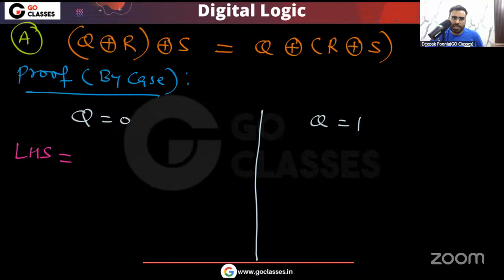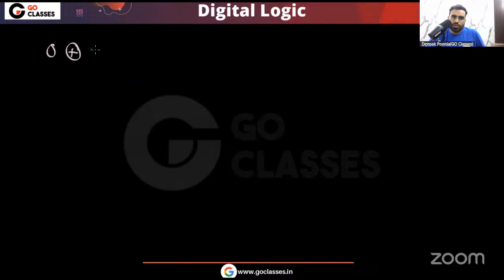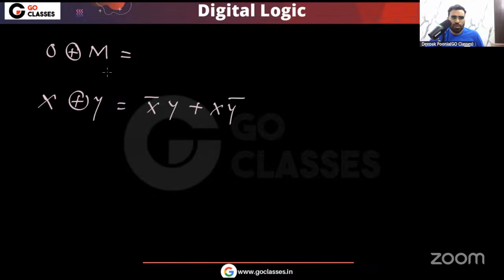Let's see what this LHS will become when Q is 0. First of all, what is 0 XOR M? We already know that X XOR Y is equal to X bar Y or X Y bar. So here you can see what 0 XOR M will be. That will be 0 bar M or 0 M bar. 0 M bar is 0, 0 bar is 1. So here I will get M. So you can see that 0 XOR M is equal to M.